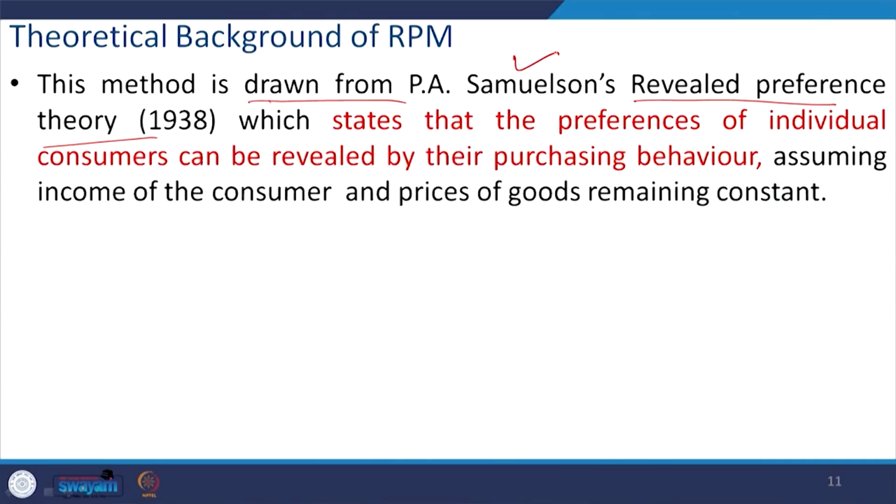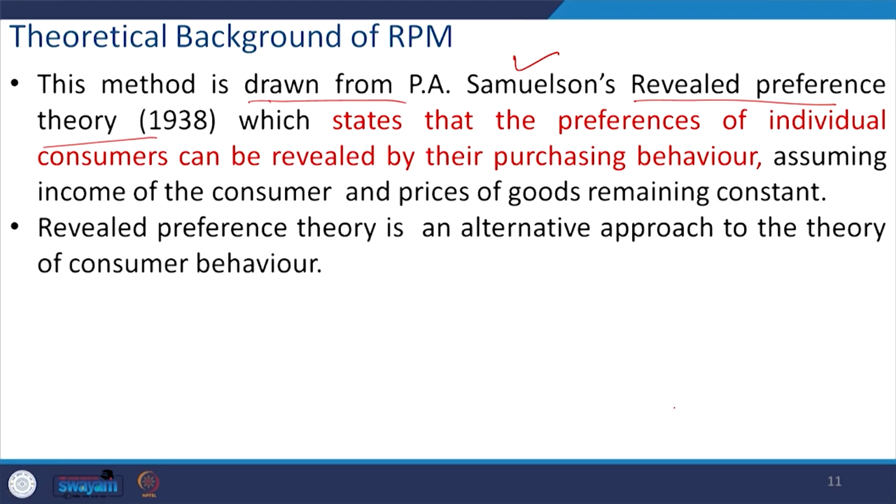So, what does this theory state? It states that the preferences of individuals can be revealed by their purchasing behavior. The example is clear: the last example we discussed, the water quality and your RO AquaGuard, states the same thing, that the preferences of individual consumers can be revealed by their purchasing behavior. And here we are assuming the rest of the things to be constant, that is, the ceteris paribus assumption.